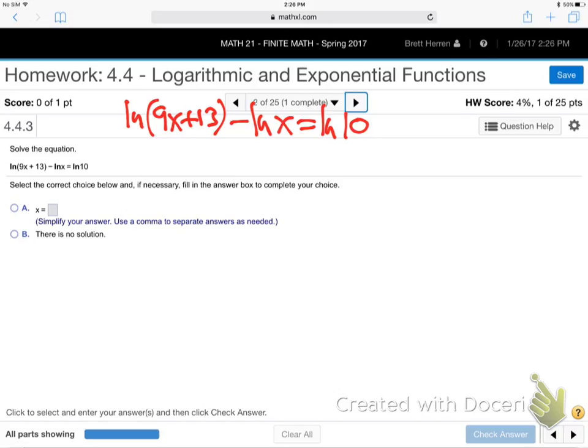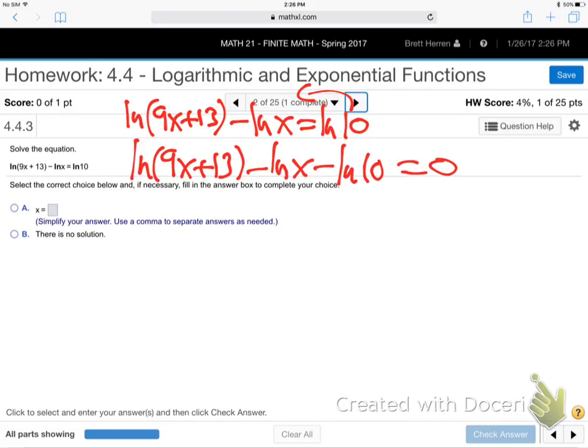All right. So let's bring these things all over to one side. So natural log 9x plus 13 minus natural log x minus natural log 10. So step 1, logs on the same side, right? Step 2, now it's log countdown time, right? We're going to go right from 3 logs to 1 log to no logs. 3 logs, 1 log, no log, right? We're going to count them down.